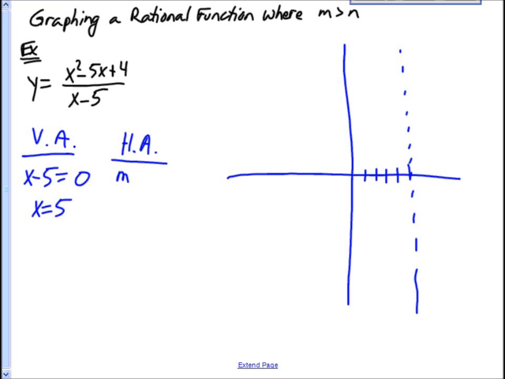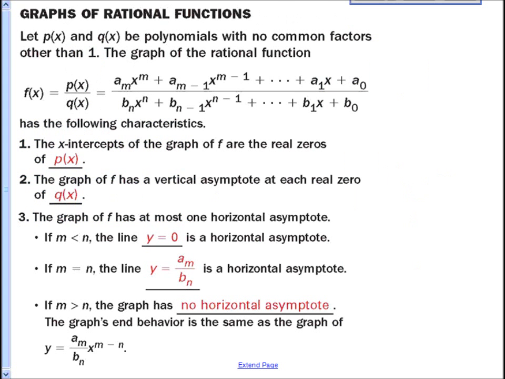The degree of the top compared to the degree of the bottom. Degree of the top is 2, degree of the bottom there is 1. So you notice 2 is greater than 1, right? M is greater than N. So if your M is greater than N, if you look back right here, you have no horizontal asymptote. Now, it has some end behavior, and if they only differ by a degree, you will have a slant asymptote, okay?